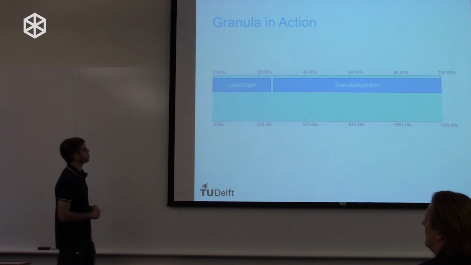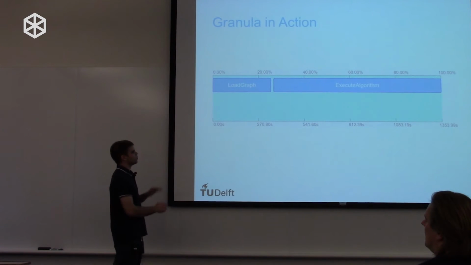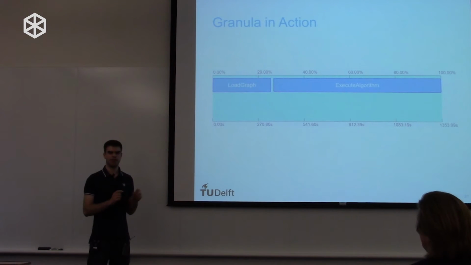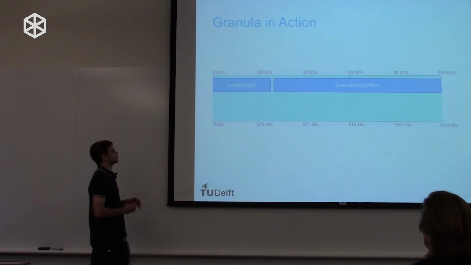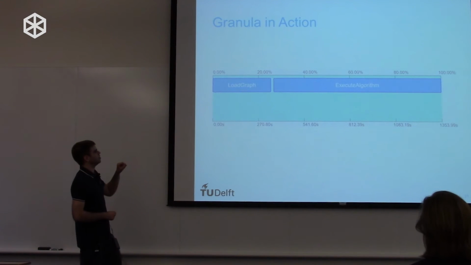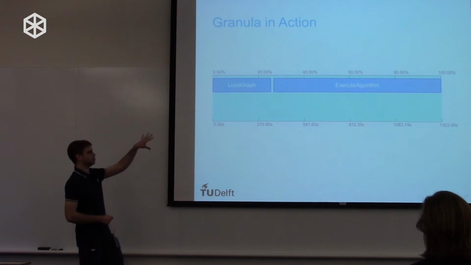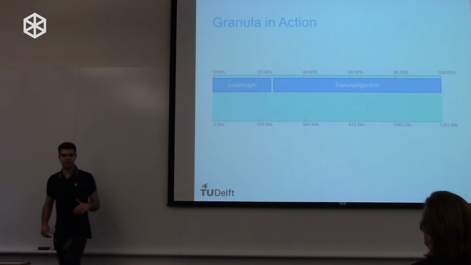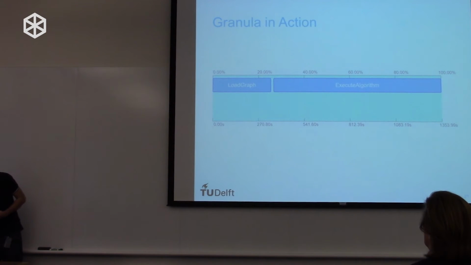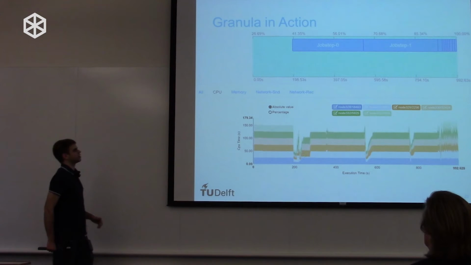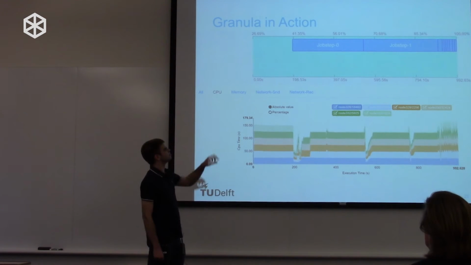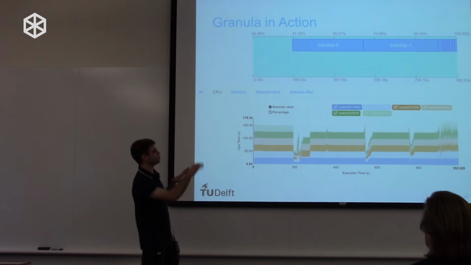To give a bit of an idea of what you could get out of Granula, I see the colors are a bit washed out, but it'll be fine. This bar represents the time frame of executing a single job, and it shows that for this particular system, this job can be divided into two stages. You load the graph and then you run an algorithm. If you then zoom in on the algorithm part, you might get something like this. It's a Pregel-like system, so you have different supersteps. The first two take a lot of time and the other ones seem to be taking gradually shorter.